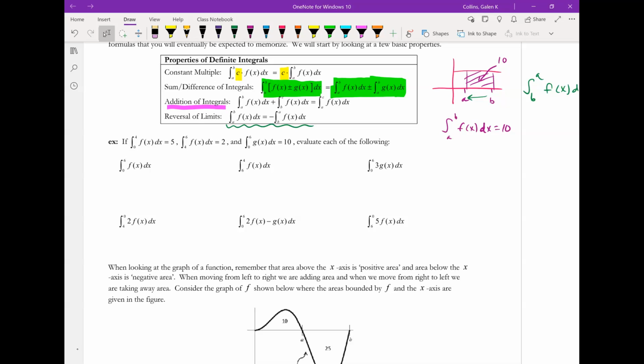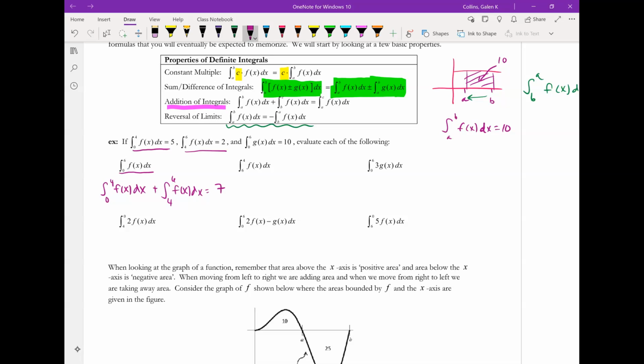We are given some information about the definite integrals of two functions f and g. For this first example, we are asked to integrate from 0 to 6 the function f. If we know that from 0 to 4 the definite integral of f is 5, and from 4 to 6 it is 2, that property tells us that we can add those. So we get 5 plus 2, which is 7.